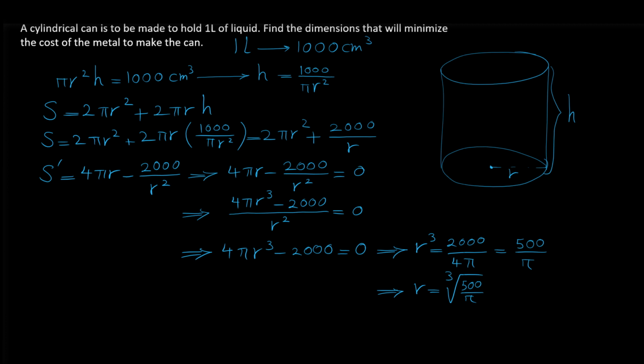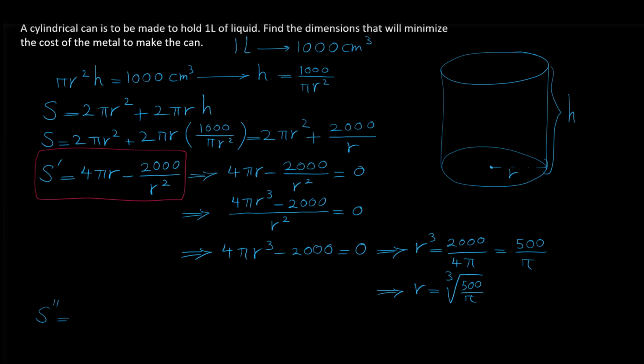But how can we prove that this critical point is the minimum point for the function? We can use the first derivative test or the second derivative test. Here I prefer to use the second derivative test to prove that this point is the minimum point for the function. So first we have to find s double prime. And for finding s double prime, we have to find the derivative of this expression.